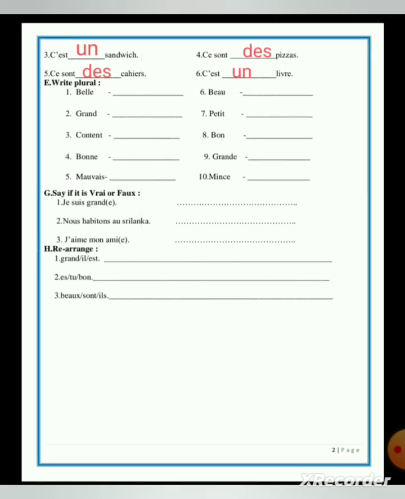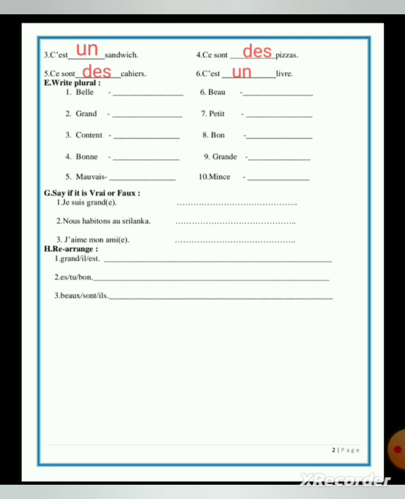Come to the E part. E part is write the plural. So we have already done the rules for making the plurals in the French language. Rule number 1 is, with almost all the consonants, we have to put S at the end for making the plural. Second thing, if the word already ends with S, then we will not add anything. That word will remain the same in the plural form as well. Third rule is, if any word ends with EAU collectively, then you need to write X at the end.